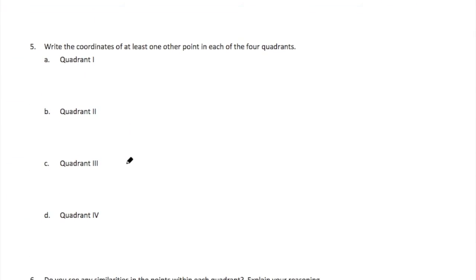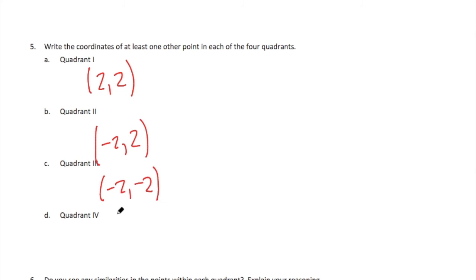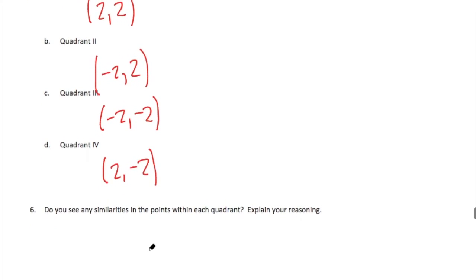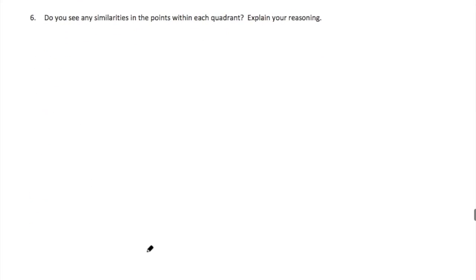So if we asked you to pick some points that were in each of the 4 quadrants, let's pick a point in the first quadrant. I'm going to go ahead and pick 2, 2, and I'll explain why. I'm going to keep these basic. I'm going to make quadrant 2 a point negative 2, 2, quadrant 3, negative 2, negative 2, and quadrant 4, 2, negative 2. That might help you see the pattern a little bit more easily by me picking those numbers.